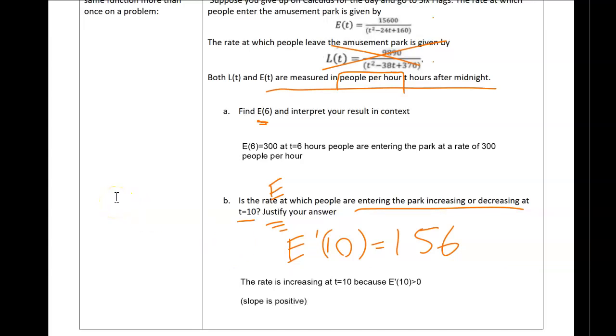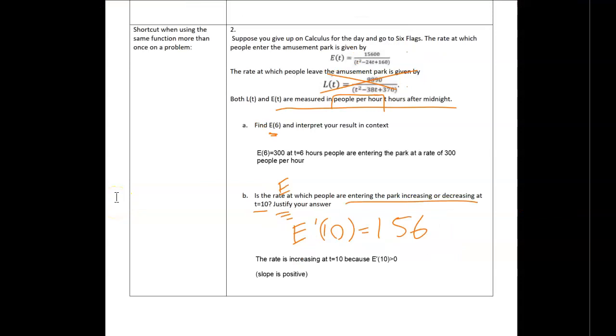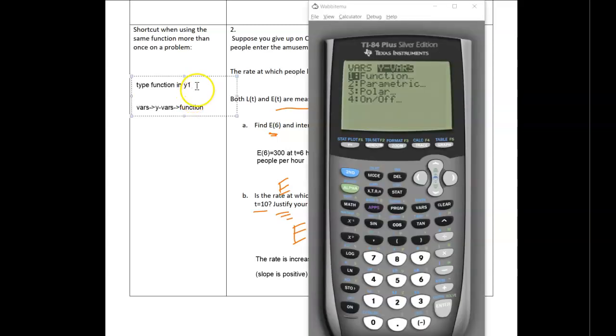Okay, so that's my shortcut, and here's a slightly more challenging problem that I'm going to throw at you a little bit in your next assignment. The shortcut one more time. We type it in and we hit vars, go over to yvars, and then hit function, and that gives us a list where we can plug it back in. So hopefully you're starting to see why this calculator is so expensive, because it's so useful.